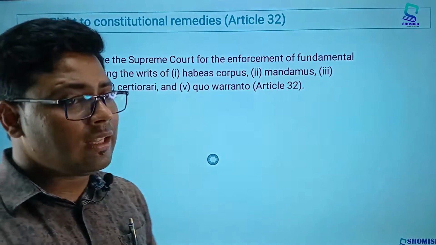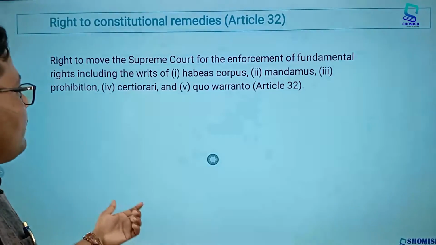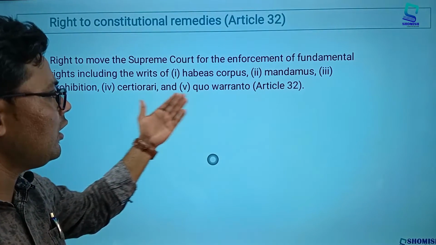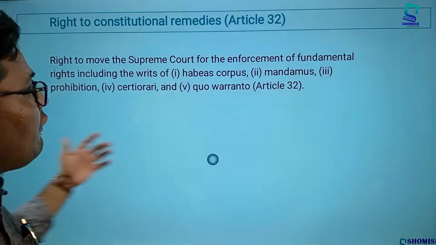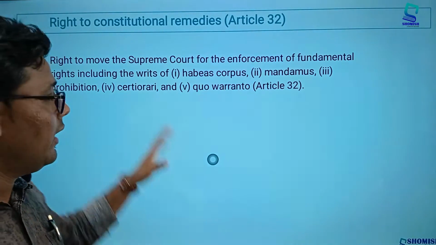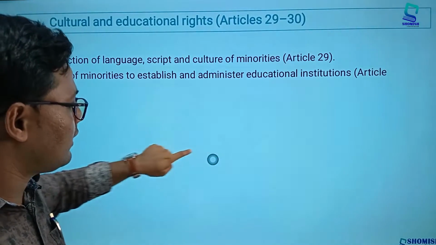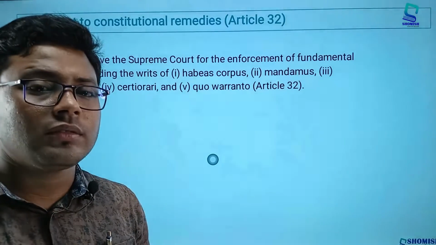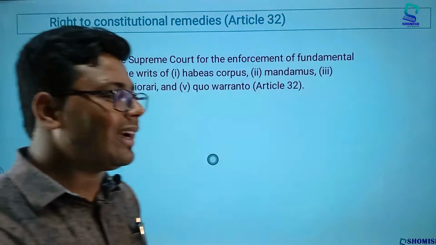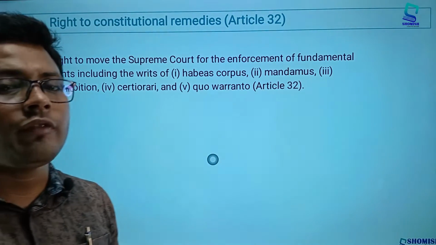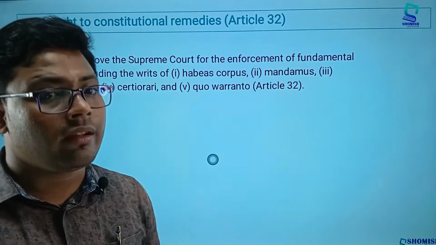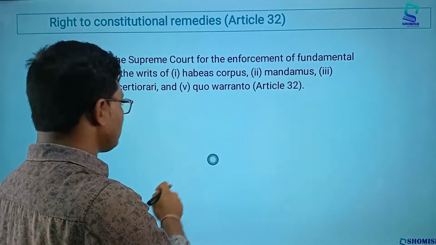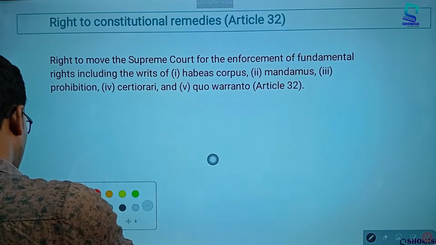Okay, basically writ jurisdictions are of 5 types: habeas corpus, mandamus, prohibition, certiorari, quo warranto. These are the 5 writs. These 5 writs are very important to understand the solution of matters of fundamental rights. First is habeas corpus.